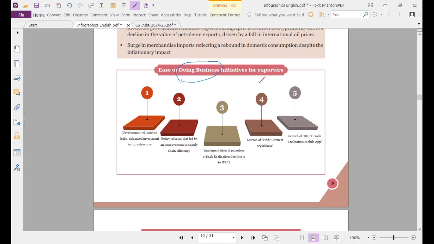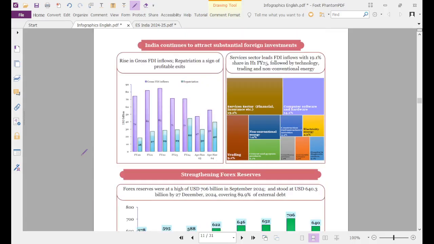India continues to attract substantial foreign investment. The service sector has been the top recipient, at around 19.1%, and the next is computer software and hardware. So you can see computer science and electronics has been the strongest, most robust system created in the Indian system, receiving the highest FDI, and thus it is at the forefront, like the horse which is running the system.